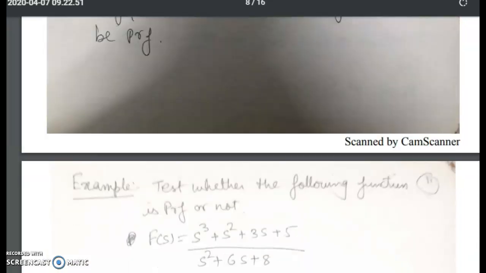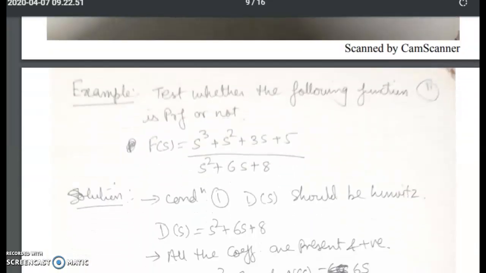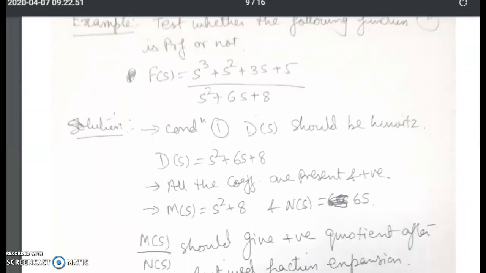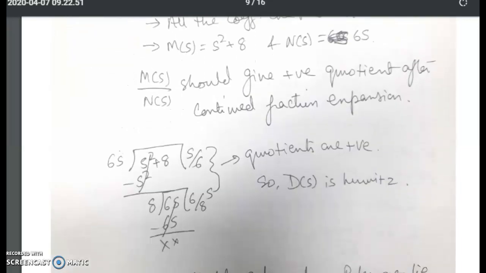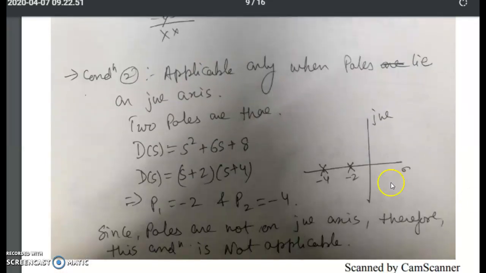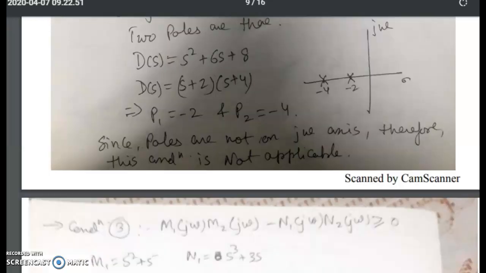Let's take an example. Suppose we have to check whether this function is PRF or not. For the function to be PRF, the first condition is the denominator should be Hurwitz. When we check this denominator, it will come to be Hurwitz because both the coefficients are positive. The second condition is applicable only when the poles are lying on the j omega axis. When we find out the poles of this function, 2 poles are there. One is lying at s is equal to minus 2 and the second is lying at s is equal to minus 4. Because the poles are not on the j omega axis, the second condition is not applicable.